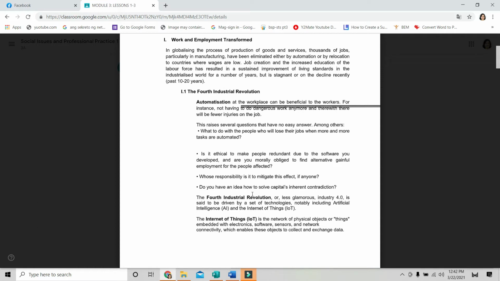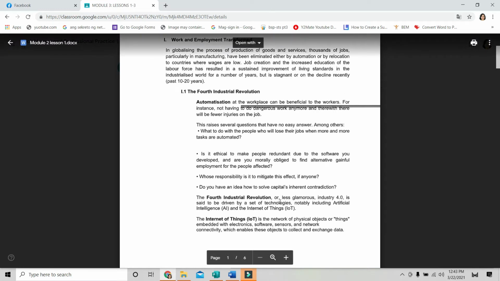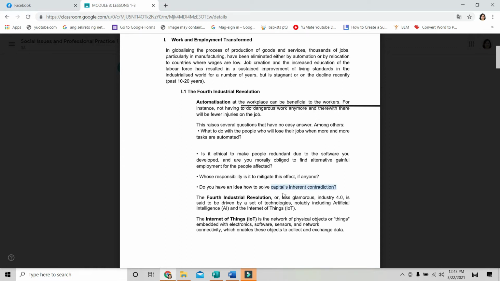Although this also raises several questions, because if we automate those jobs, expectedly we are actually eliminating jobs for the normal people that did the job originally. So how are we going to mitigate this effect? How are we going to at least automate those repetitive or hazardous jobs, but still give jobs equally to the people? So what do you mean by capital's inherent contradiction? Capital's inherent contradiction most likely involves the wages of the people who work in a certain company. So how are we going to give those wages, or to give what is due to the people, when automation and the impact on jobs have already taken effect on those companies?